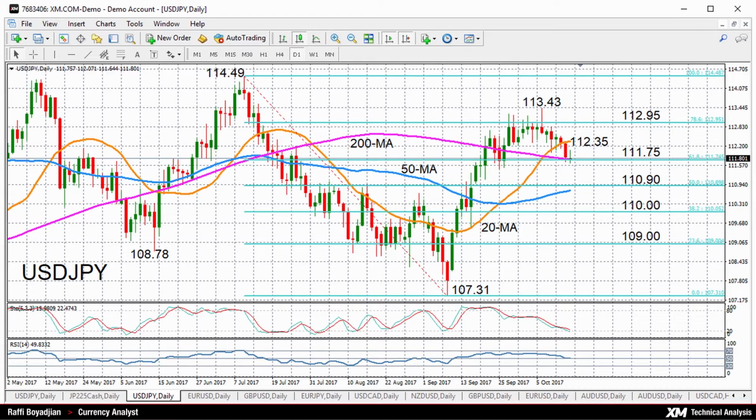Today we will look at the dollar yen, the euro dollar, the pound dollar, and the euro yen pairs. Let's start first with dollar yen.